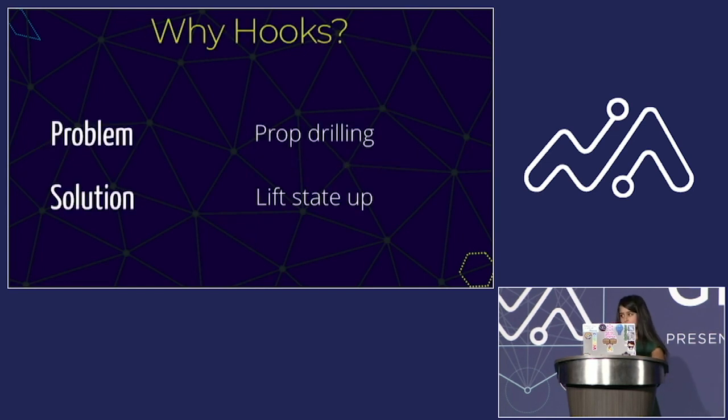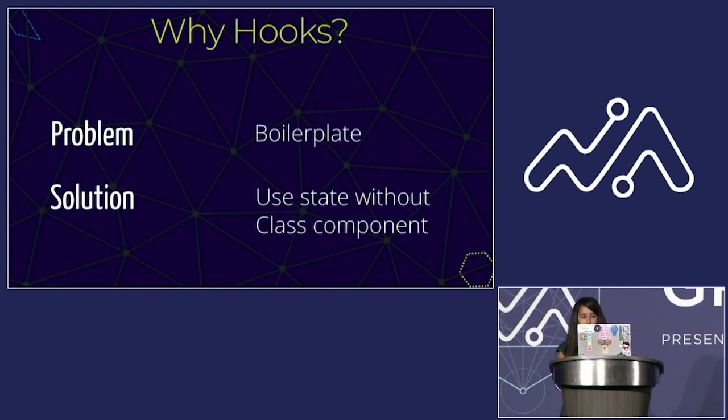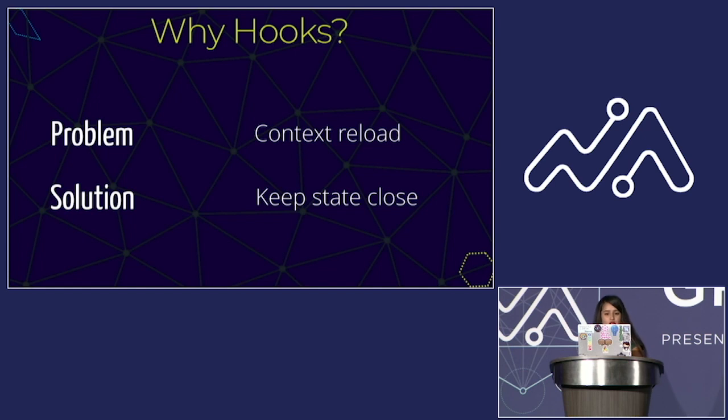Now let's look at how hooks is solving some of that problem. The first problem is prop drilling. Hooks solves that by lifting state up. So you can use useState and useContext, extract out your state, and put it wherever you need, so you don't need to pass in props anymore. The second problem that comes with Redux especially is boilerplate. With hooks, it's super easy because you can just use state without having the class component. Now hooks is available in function components, so you don't need to refactor anything. And context reload. With hooks, you won't have this problem because you can keep your state close, and have your state more logically separated.